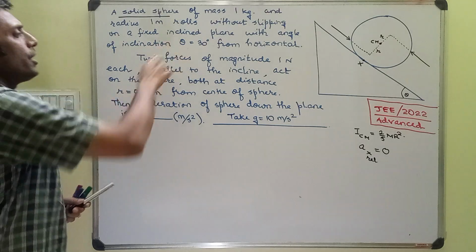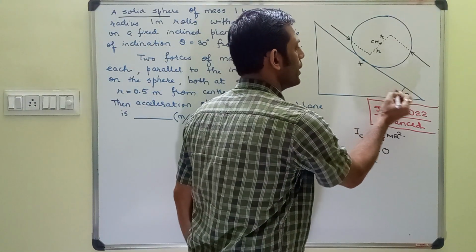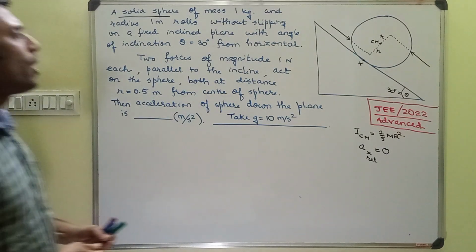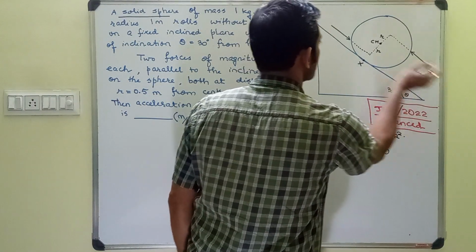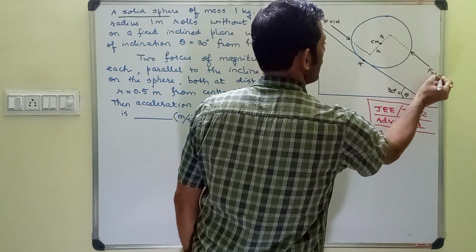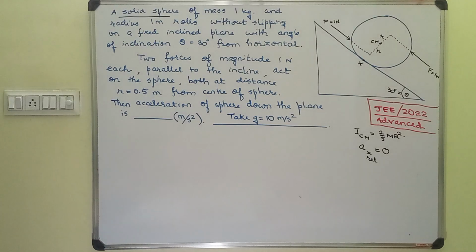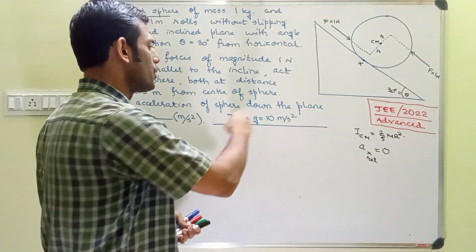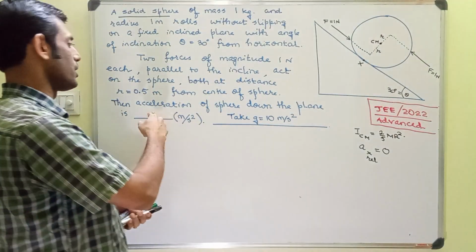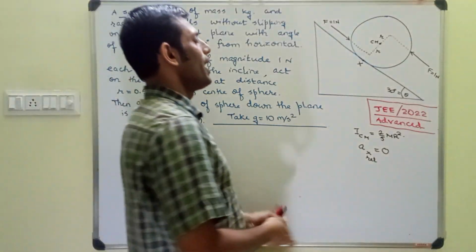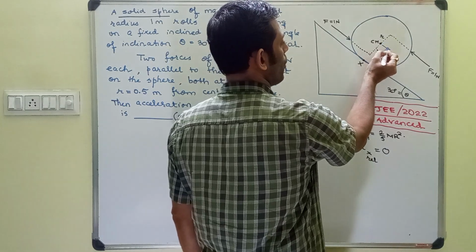On an inclination of angle theta equal to 30 degrees, on a 30-degree incline, two forces of magnitude 1 Newton each act on the sphere, both at a distance of radius equal to 0.5 meter from the center of the sphere. Taking g equal to 10, find the acceleration of the sphere down the incline. That means you are asking about the acceleration of the center of mass.